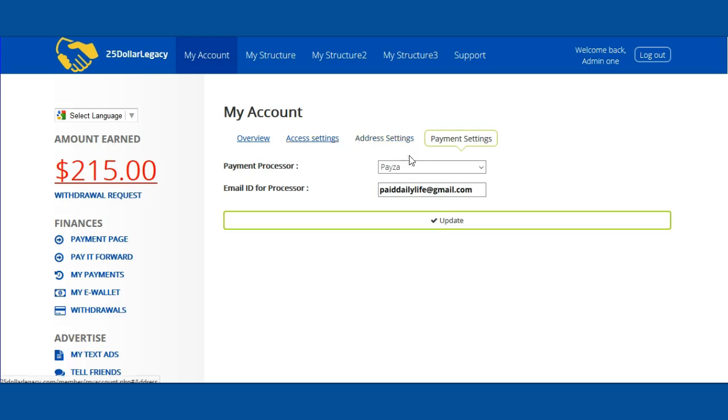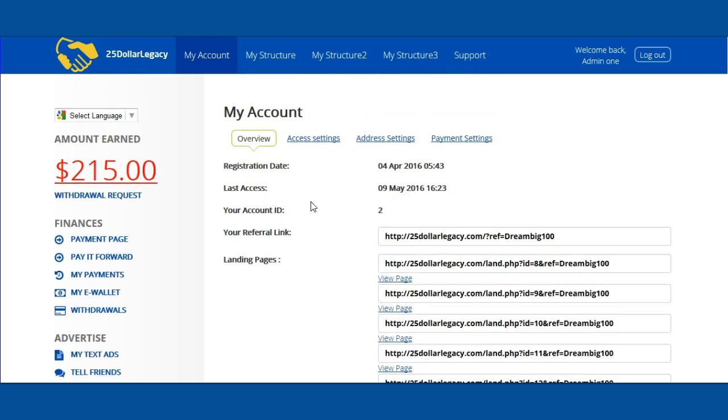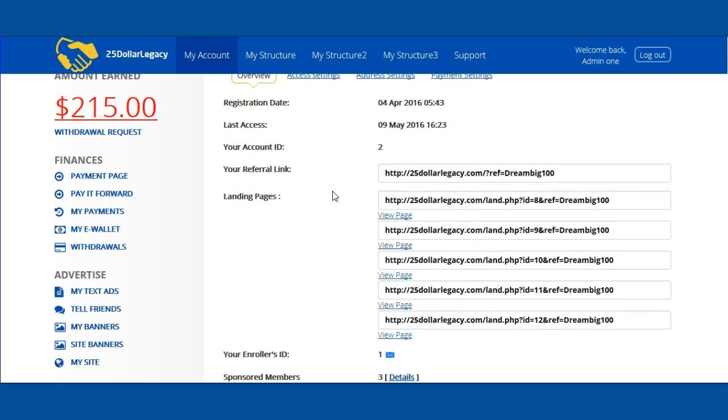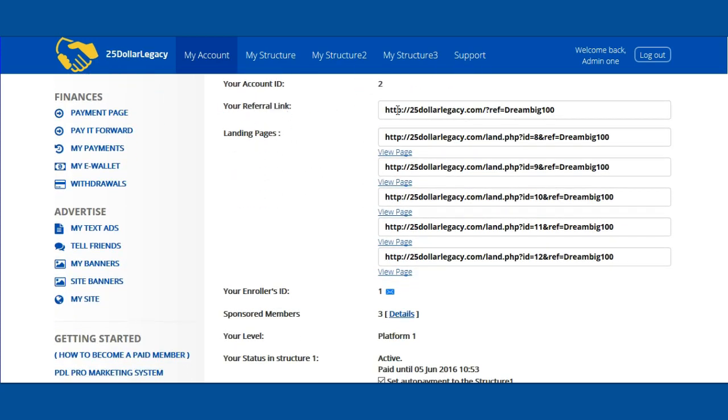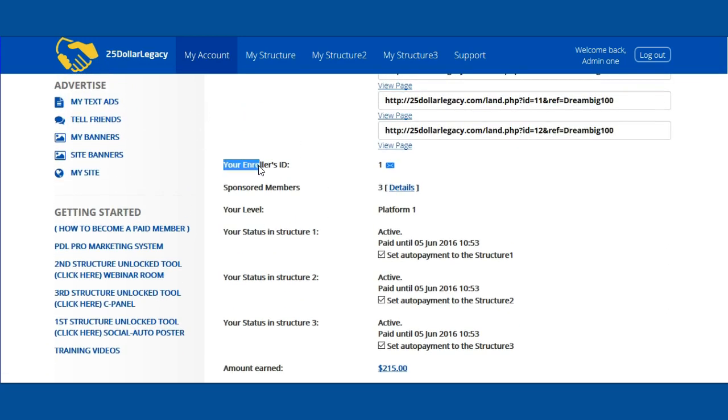Address settings is where you enter information for where you live. Access settings is where you can change your password and username. And then overview is just everything: the date you started, the last access, and so on. Your account ID, your referral links, there'll be six of them, one, two, three, four, five, six. These are called landing pages, AKA squeeze pages, funnels and so on. Your enroller ID is here.